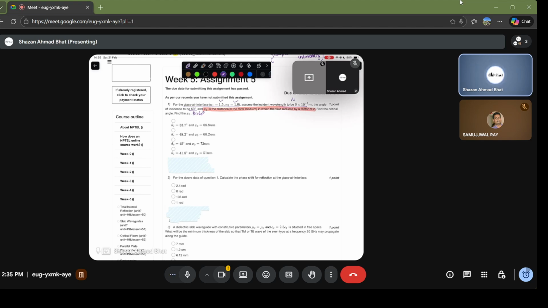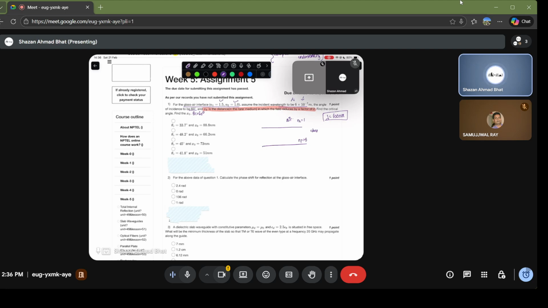So let's say this is a glass slab and this is the air. Then you have the glass-air interface, and this is the refractive index of glass, which is n1, and this is n2, which is for the air, equivalent to 1. And the incident wavelength is approximately 6 times 10 to the power minus 7, so the incident wavelength is around 600 nanometers. Okay, and the angle of incidence is given.